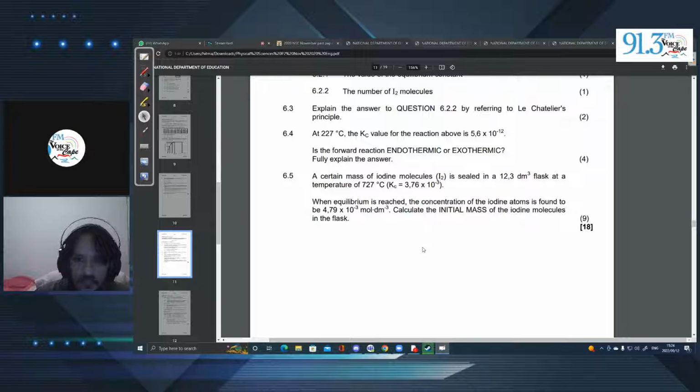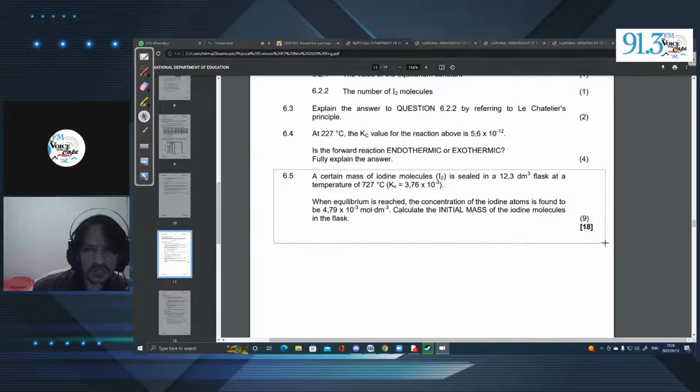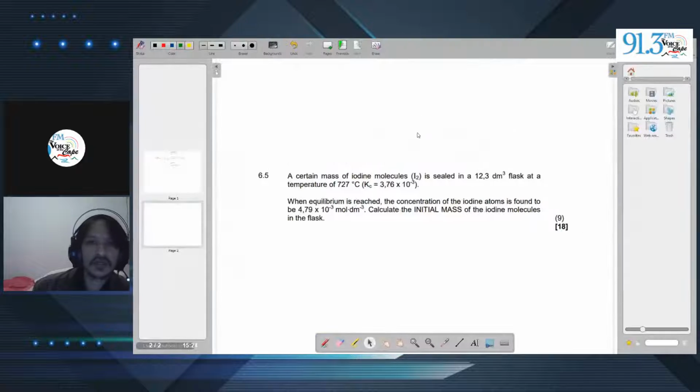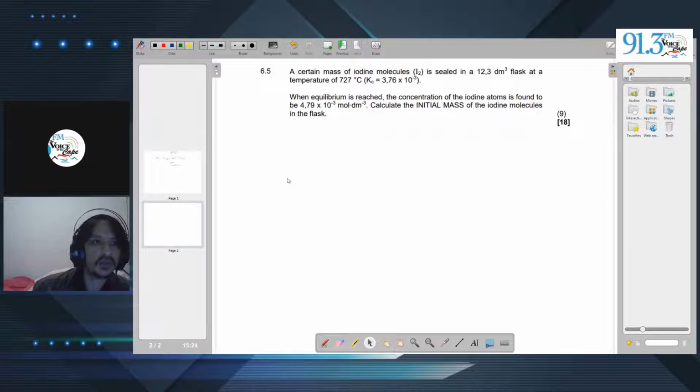Okay, so let's go ahead and do this. This is a 9-mark question. This is, of course, where a lot of students struggle, with the ICE table. So we'll add this to a new page here, and we will take a quick look at this. Now, let's gather our information and do a bit of investigation.